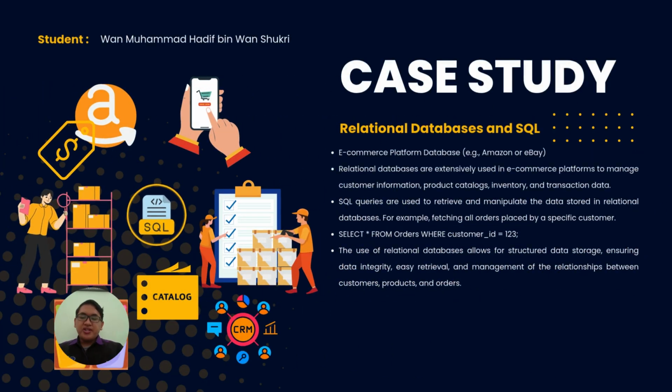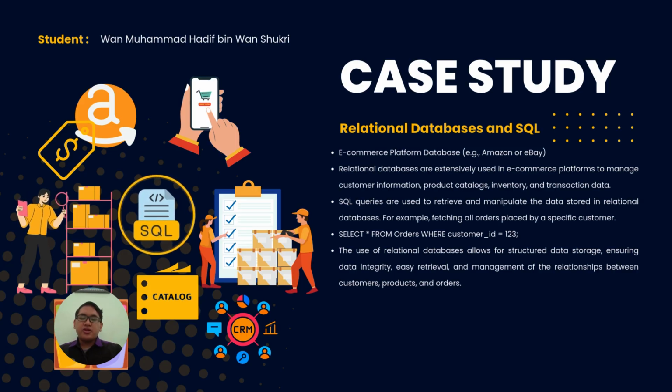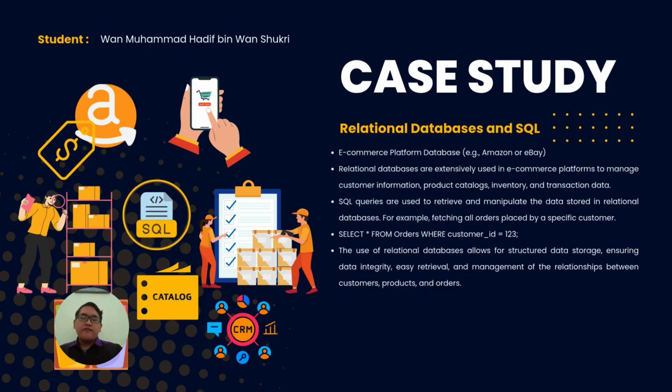We proceed to the case study of this topic. This case study highlights how relational databases and SQL are used in e-commerce platforms like Amazon's. These platforms manage large volumes of data: customers, products, orders, and SQL helps retrieve the data quickly and efficiently. For example, we can use a simple query to find all orders from one customer, like this. So, relational databases ensure structured storage, reduce duplication, and maintain data integrity, making them ideal for managing complex relationships in online businesses.